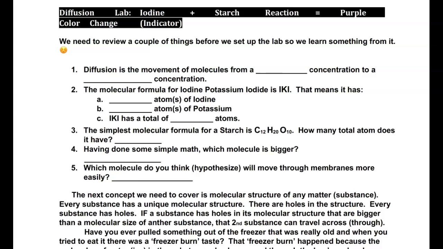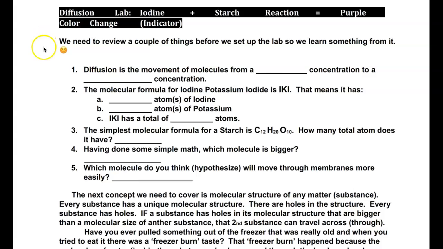So it will change from the starch being kind of white, iodine, depending on how strong it is, kind of a yellow, orange to brown, and you mix those together in a chemical reaction, you'll get purple. So we're going to try to get purple, or see if we're able to get molecules to move across the membrane and create that color. So we'll see. So before we do that, we need to review a couple of things.